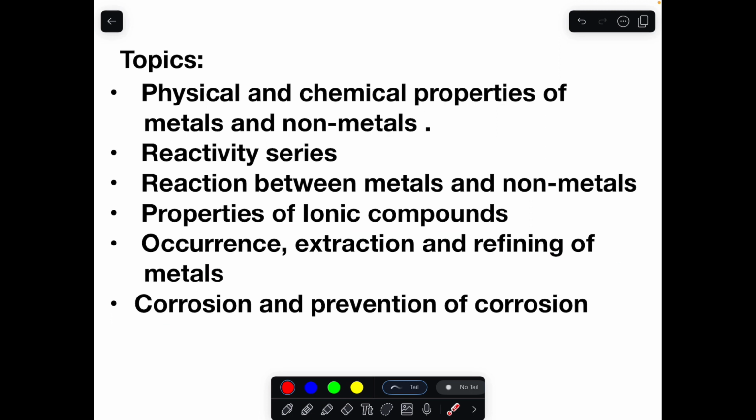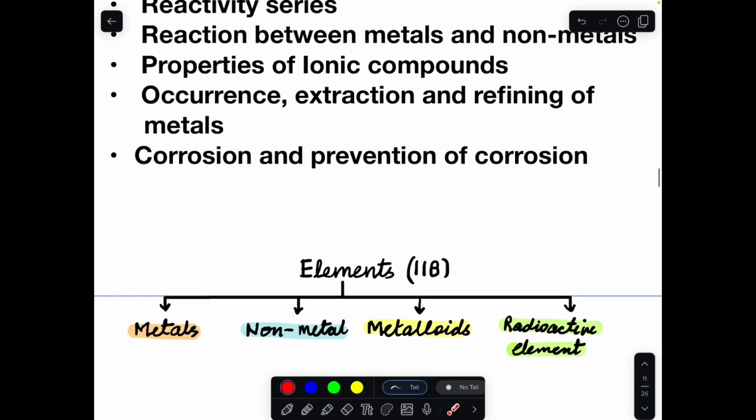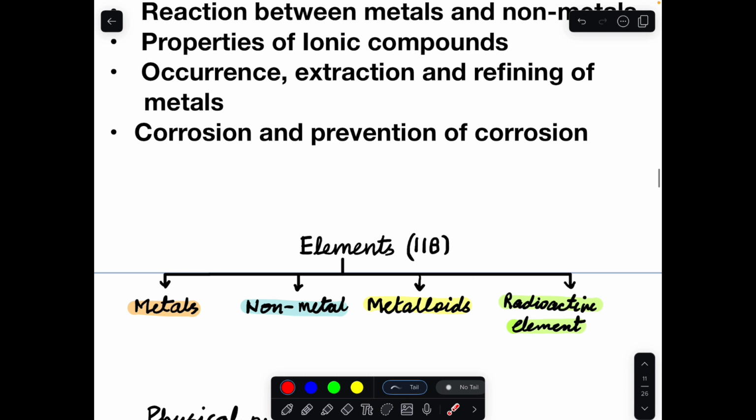of corrosion. So you must have studied in your ninth grade about different elements, and 118 elements are known to us. And in the periodic table, we have classified these elements into different categories like metals, non-metals, metalloids, and the radioactive elements. And these elements, all 118 elements, are classified on the basis of difference in their physical and chemical properties. So out of these, metals and non-metals we will study in detail.